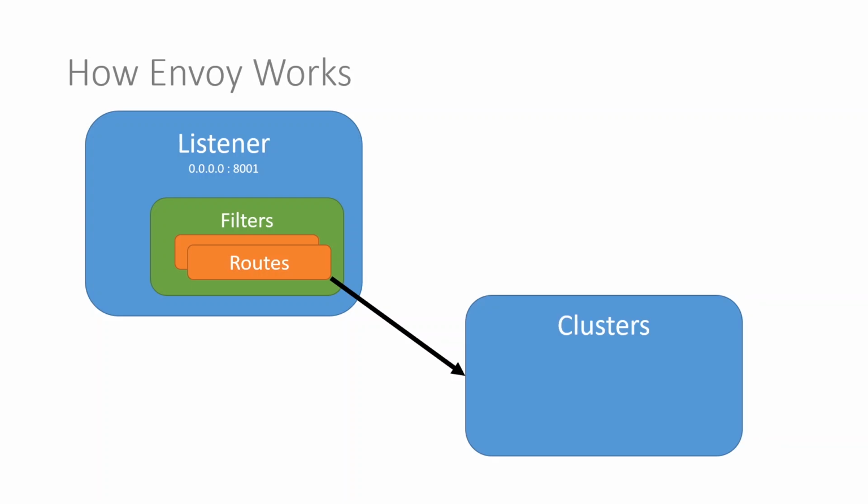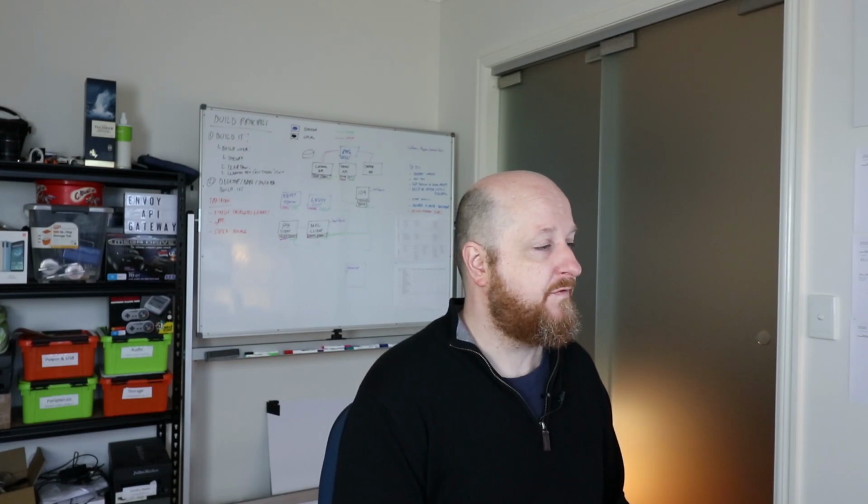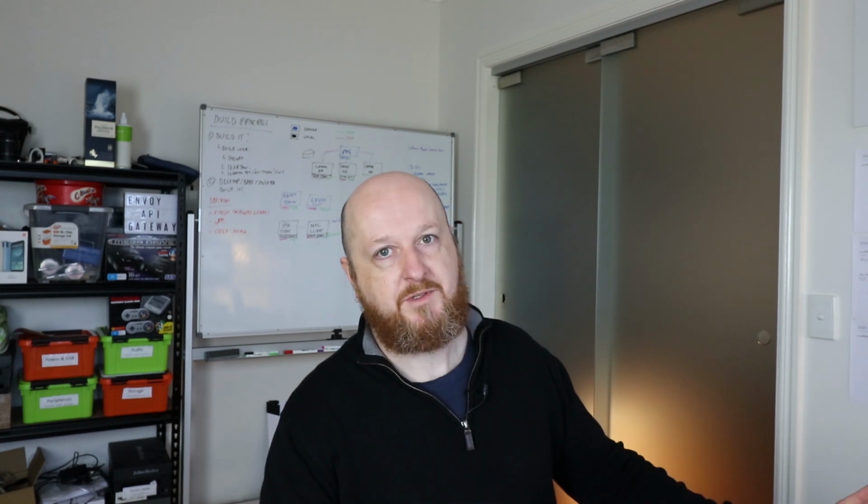Where do those route requests go to? They go to a cluster, and then within a cluster, you'll have a number of endpoints that ultimately relate to where you want to get this stuff routed to. And an endpoint will have an address and a port. All right, so I think that's enough theory, enough PowerPoint. I think it's time to get on and start building.